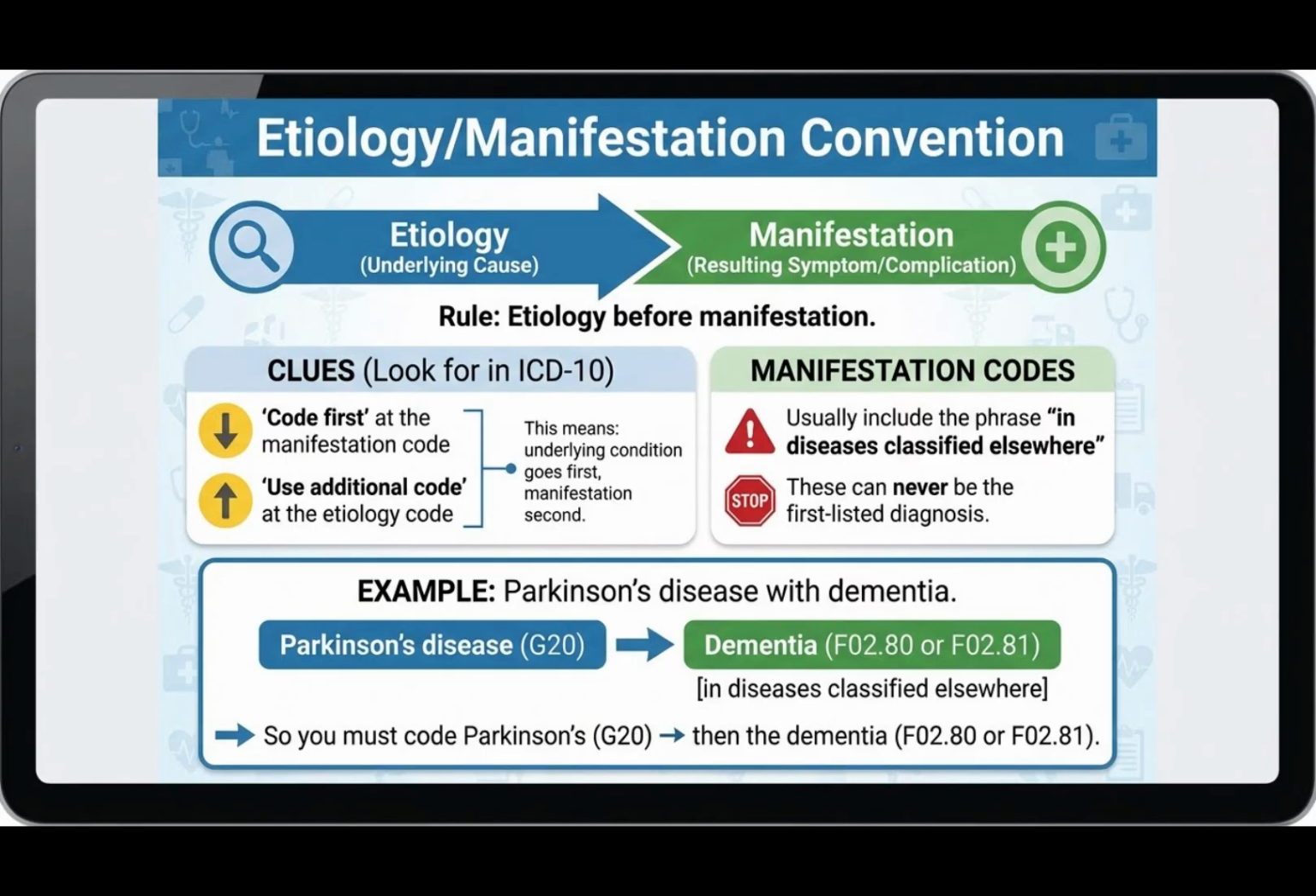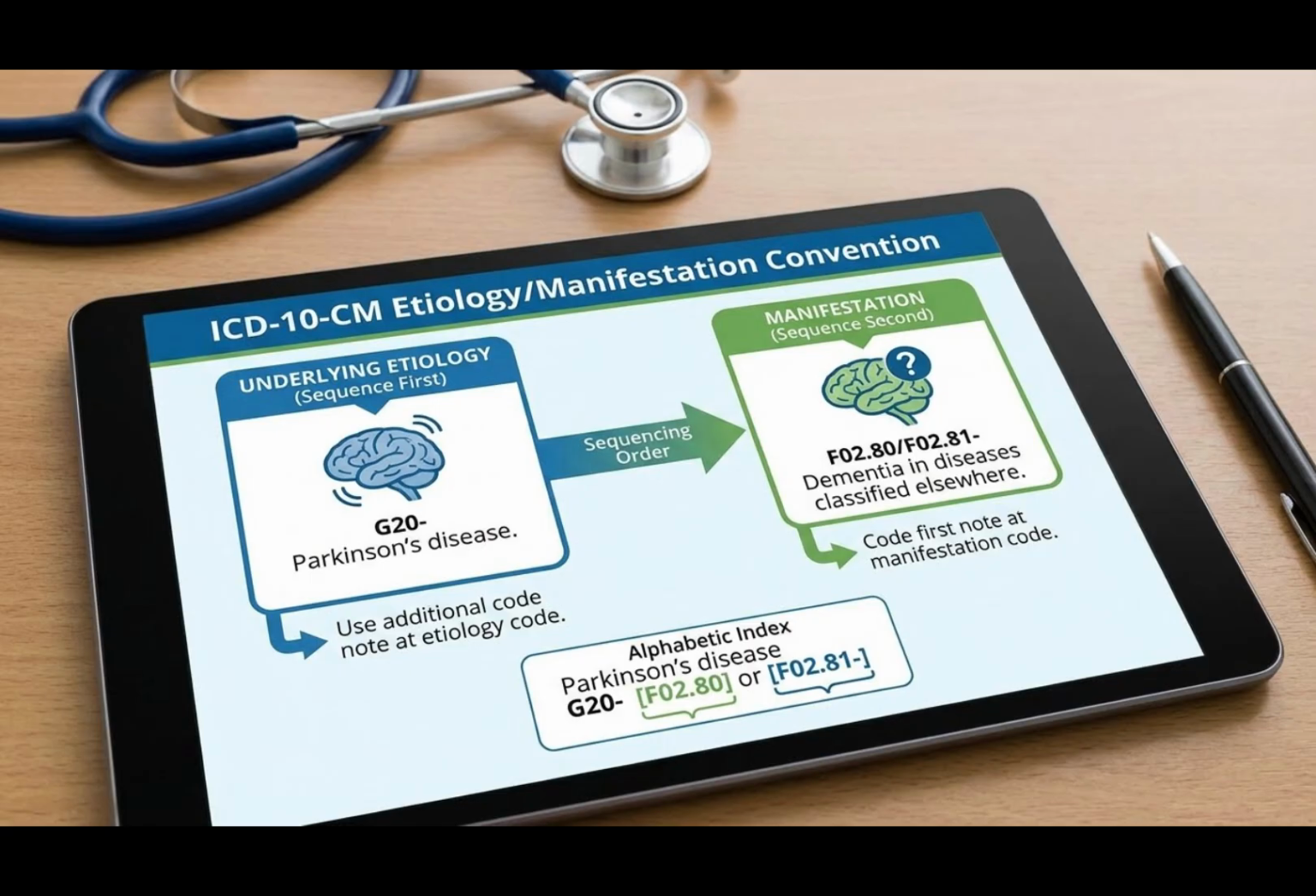Manifestation codes usually include the phrase "in diseases classified elsewhere," and these can never be the first listed diagnosis. Example, Parkinson's disease with dementia. Alphabetic index shows G20 first, followed by F02.80 or F02.81 in brackets. So you must code Parkinson's, then the dementia. Master this pairing rule and your sequencing accuracy skyrockets.